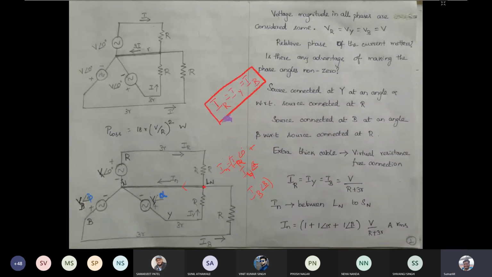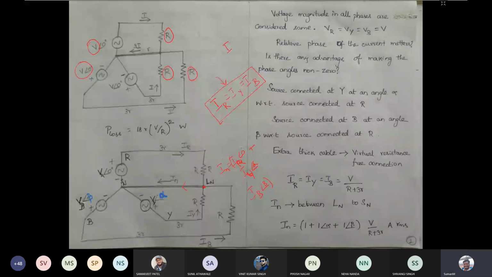Why are we saying IR is equal to IY is equal to IB? Here we are considering a balanced voltage source. The magnitudes of all the voltage sources are the same, and the load resistance of all the loads are the same. If both are the same, then you can tell that it is a balanced system. So in a balanced system, the magnitudes of the currents flowing through the individual phases are going to be the same. So in this case, IR is equal to IY is equal to IB.